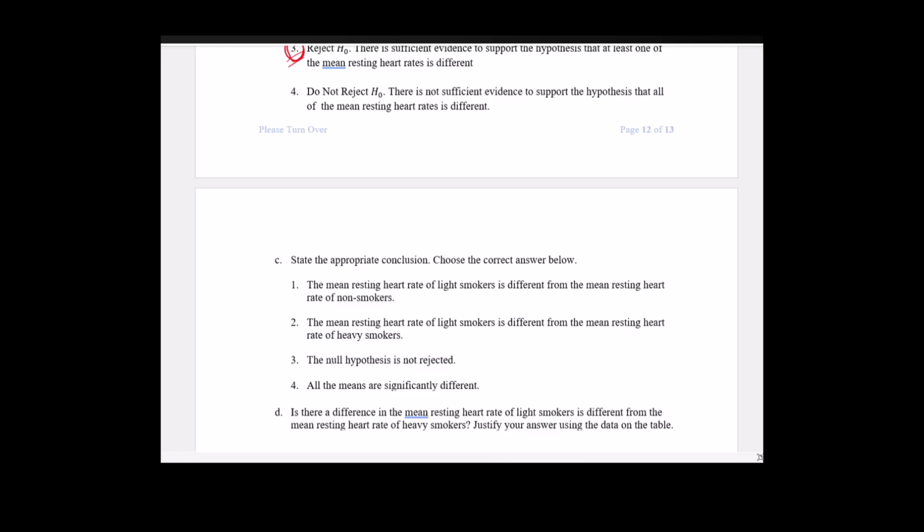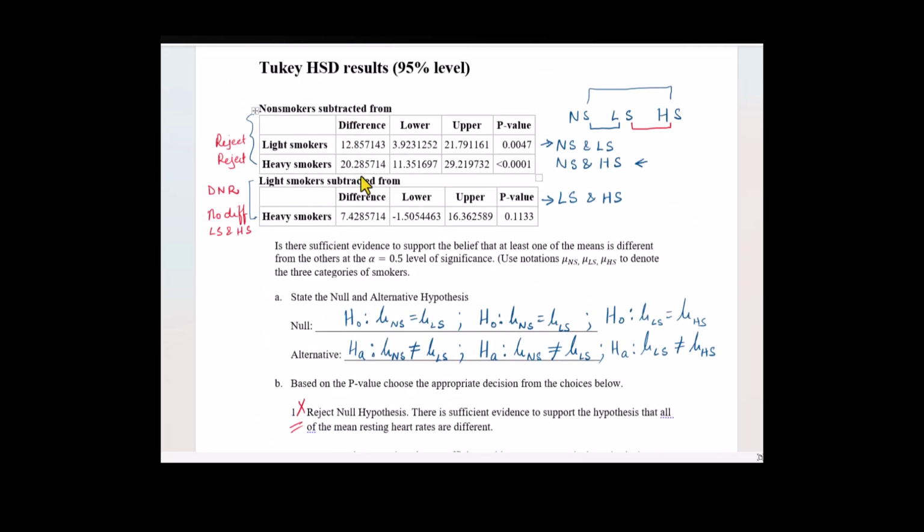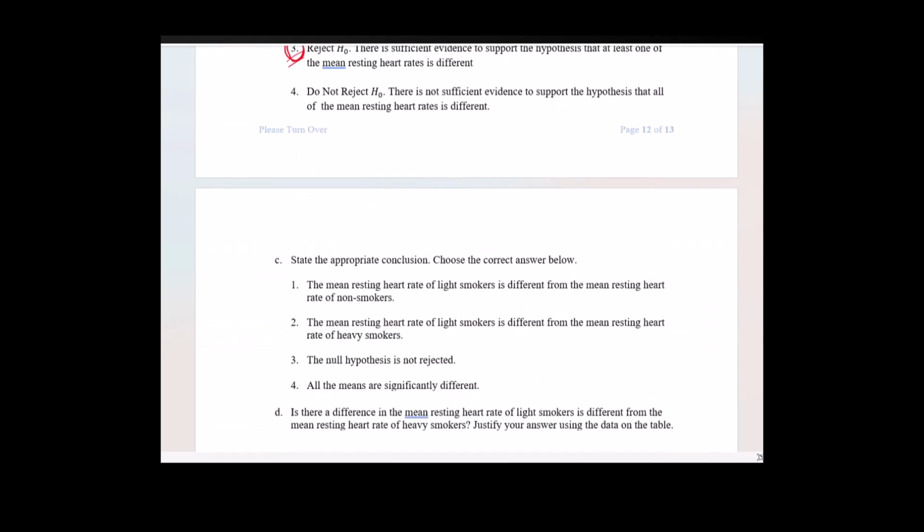Now the next question says, state the appropriate conclusion from the choices below. The first one says the mean resting heart rate of light smokers is different from the mean resting heart rate of non-smokers. This is true, correct? So if we go up here, we saw that there is a difference between the heart rates of light smokers and non-smokers. That's why we rejected the null hypothesis here. Both the ends for this confidence interval were positive. It did not contain a difference of 0. So that told us that there is a difference between them. Correct? So this one is the right choice.